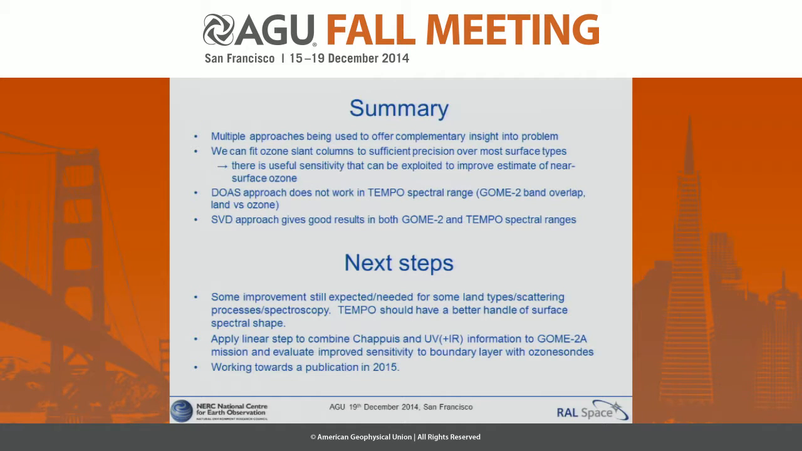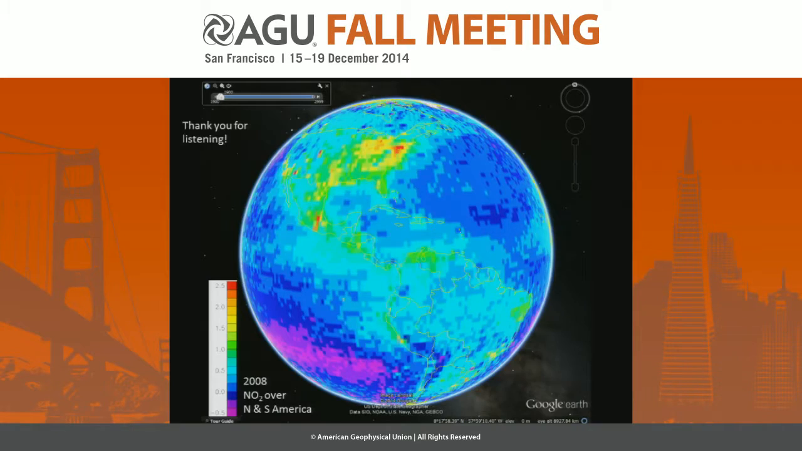So our next major step is to apply this linear combination to more results, to the whole of the GOME-2 mission, and then evaluate how this changed sensitivity to ozone in the boundary layer performs, whether it changes things in a good way. And we expect to be able to work towards a publication next year on this work and take it another step. And just to finish, this is our unconventionally fit NO2 over North America for 2008, which actually I think looks quite good. I'll leave it there. Thank you.